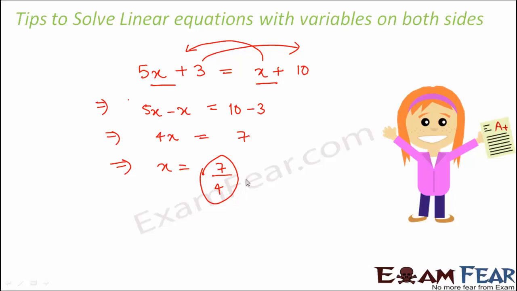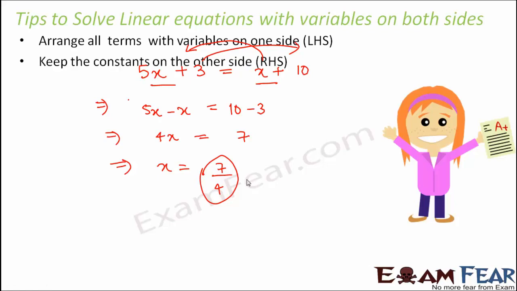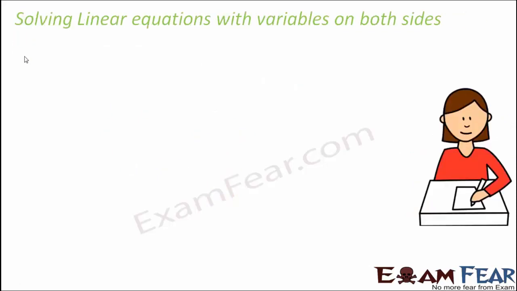So you see the approach remains the same. It is just that you need to remember those simple steps when you transpose constants and variables from one side to another. So here what we are going to do is we will arrange all terms with variables on one side and we keep all the constants on the other side. So that is the simple mantra that we will follow to solve linear equations. So let us look at some other examples.